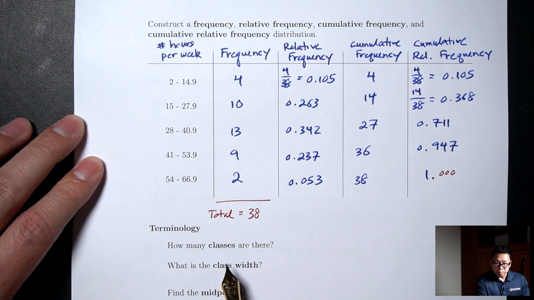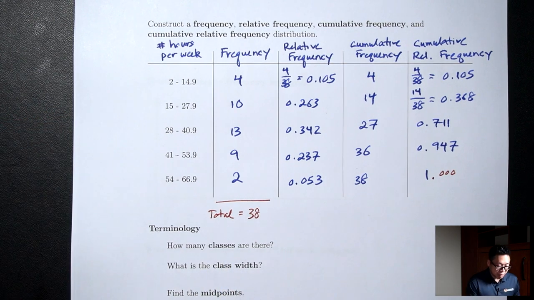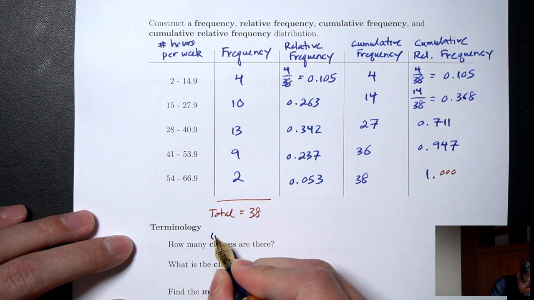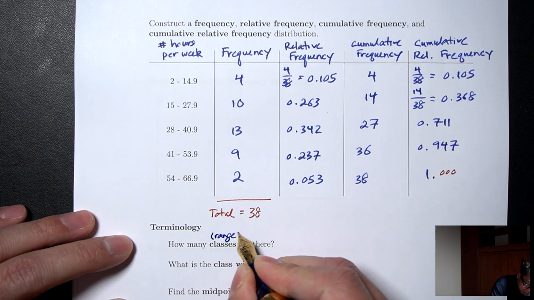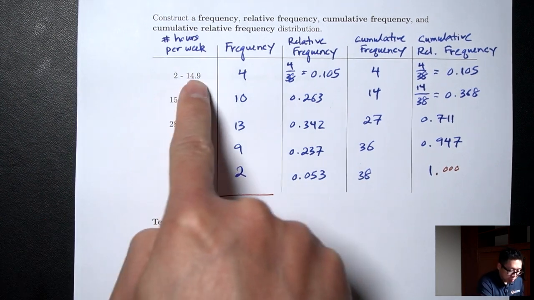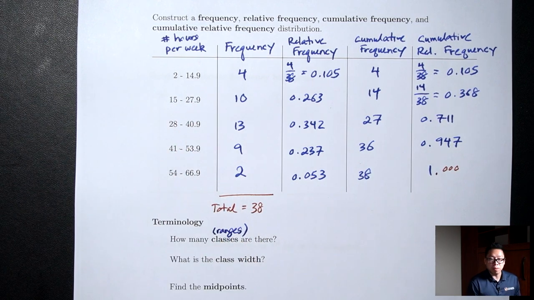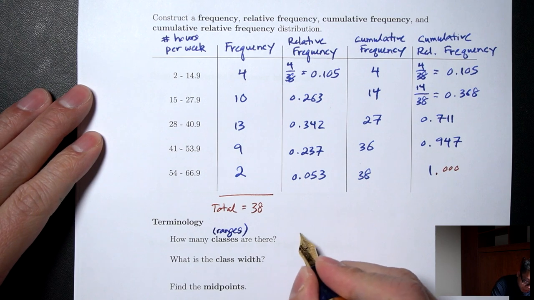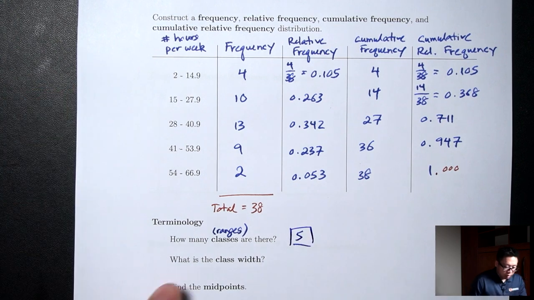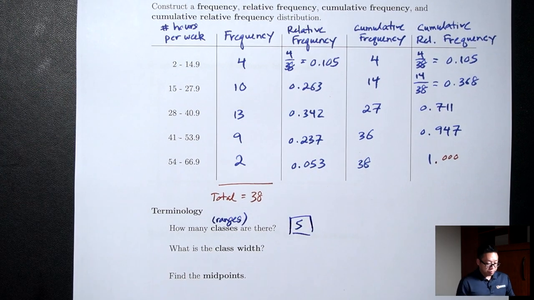How many classes are there? Okay, so classes are just ranges. So this is just asking how many ranges are there. That's 1 range, 2, 3, 4, 5. There's 5 ranges. What is the class width?